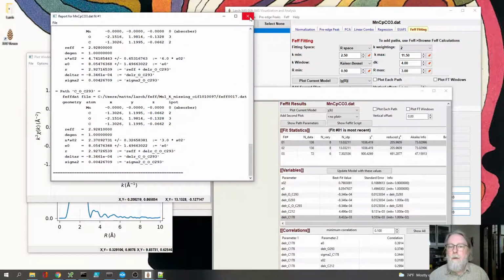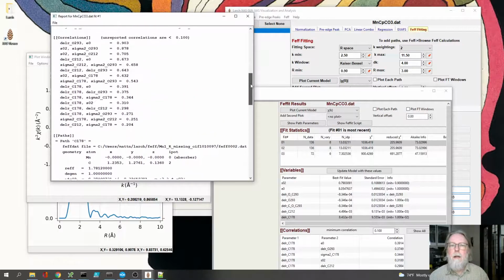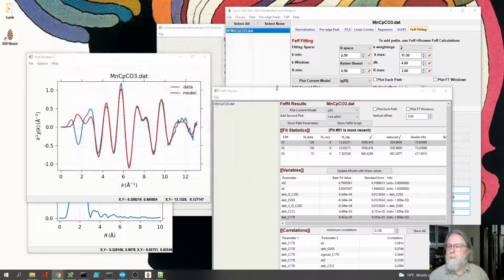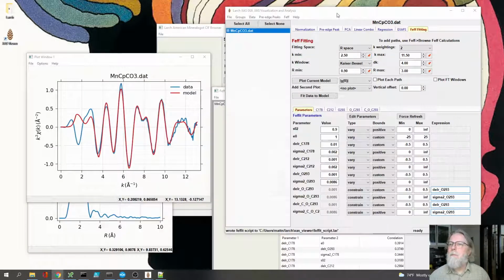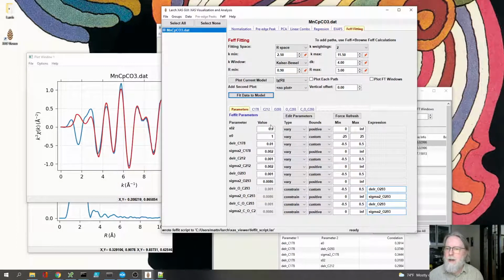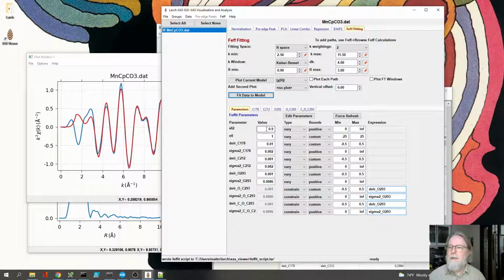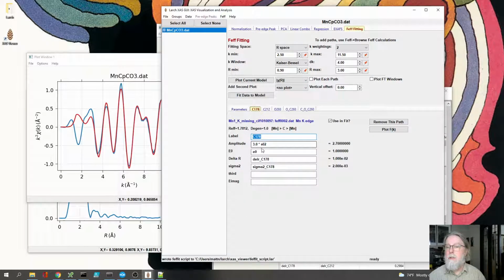Now we can do the same thing that we did before, because fitting S0 squared gave a good fit, and we saw that S0 squared was refined to 0.8. That's a totally reasonable value. But we might want to say, let's vary the coordination number for those as well, forcing them to be the right number for each of the multiple scattering paths. So we know this is going to work, but let's just do this.